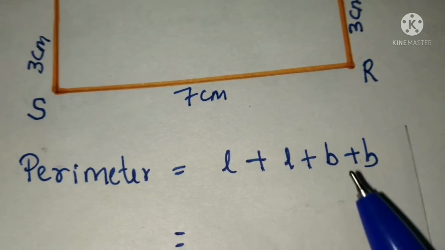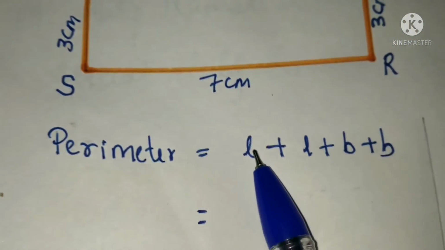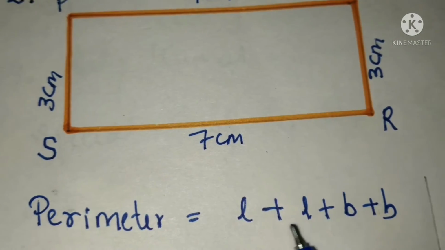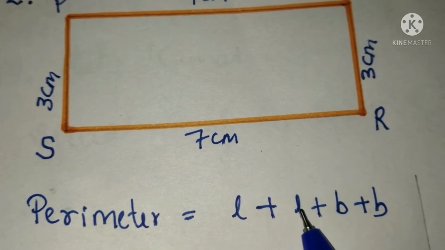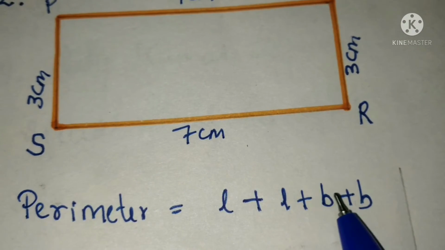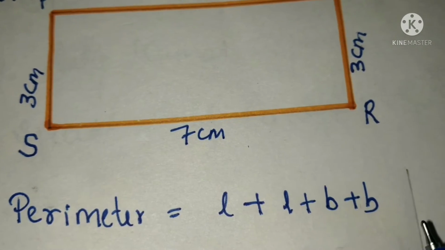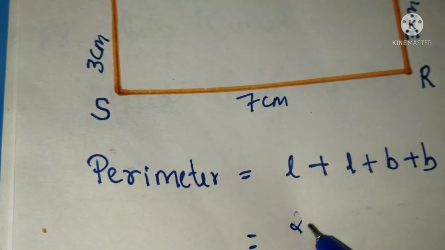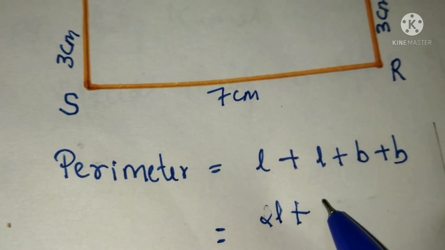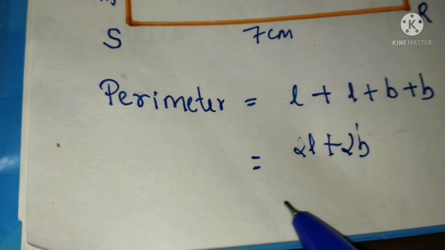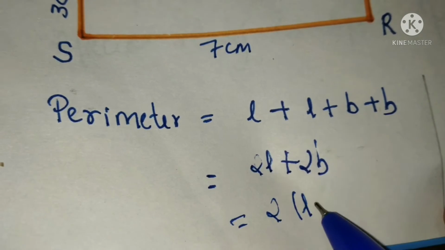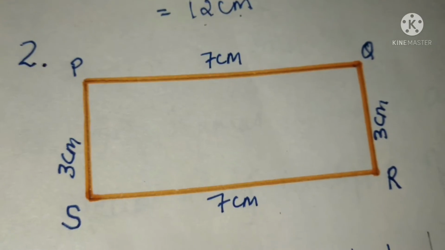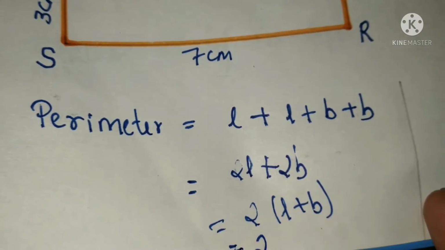So perimeter is equal to L plus L. L stands for length and B stands for breadth. So L plus L, 2 times L, and B plus B, 2 times B, because in a rectangle there will be two lengths and two breadths. So now since there are two lengths, I will write 2L plus 2 breadths, so it will be 2B. Now when we take 2 common, only L plus B will remain inside the bracket. So now to find the perimeter of this rectangle, 2 will remain as it is.